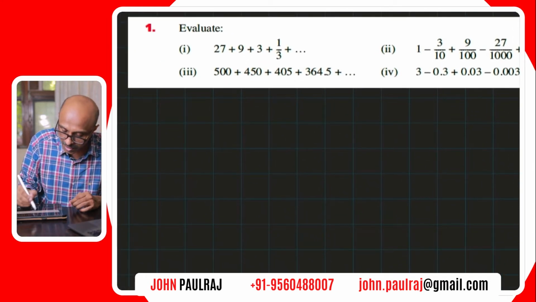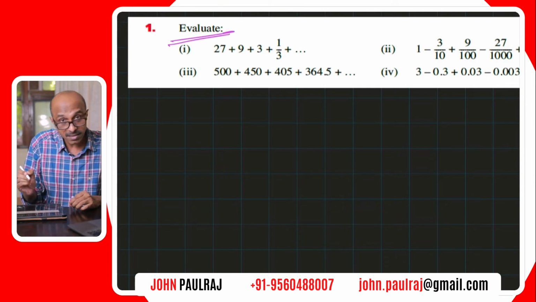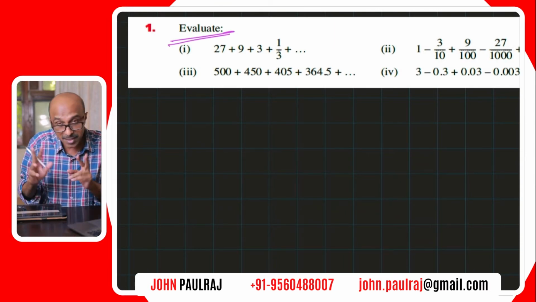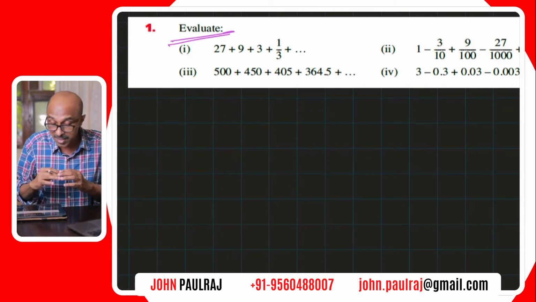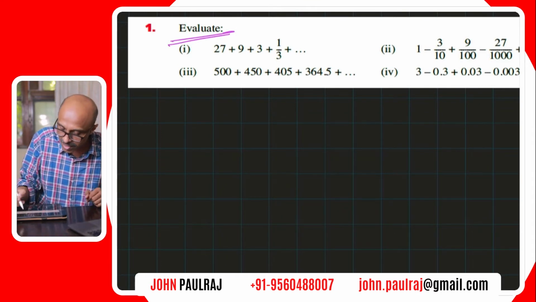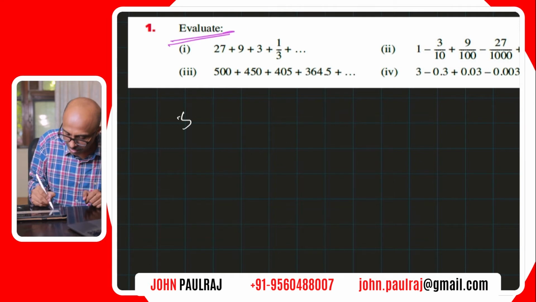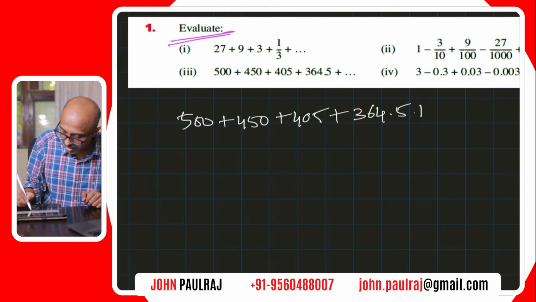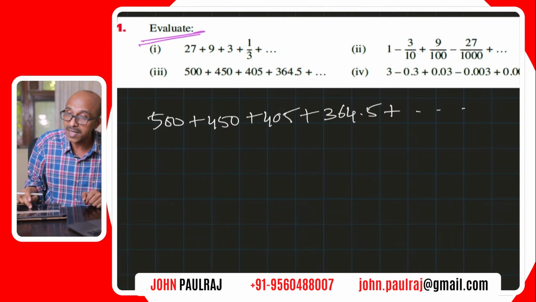Look at this question, all right? It says evaluate. That's it. It doesn't say anything about a GP, a geometric series. It doesn't say anything like find the sum to infinity, find the sum of the series, just says evaluate. And let's take this question, okay? It says 500 plus 450 plus 405 plus 364.5 and then plus dot, dot, dot. That means the sum goes on and on.